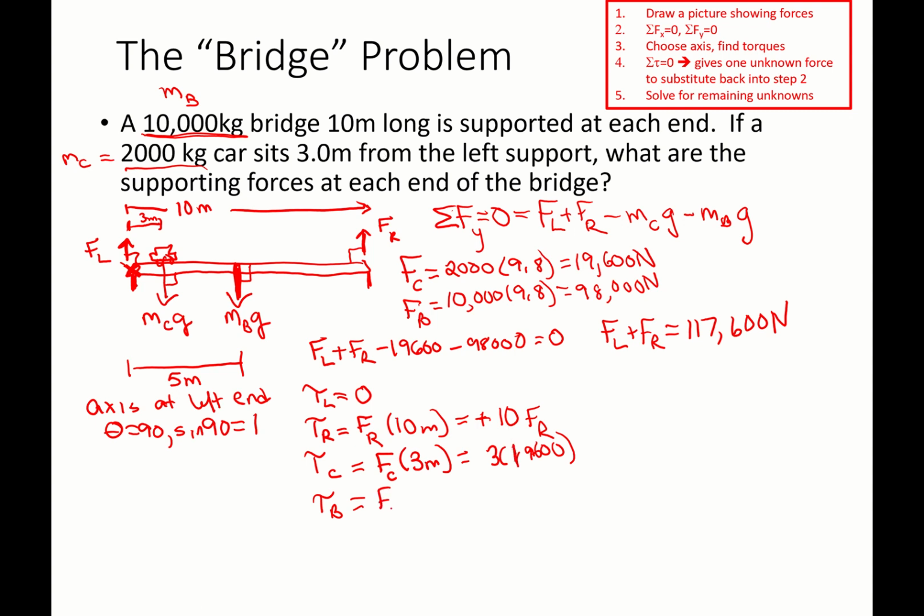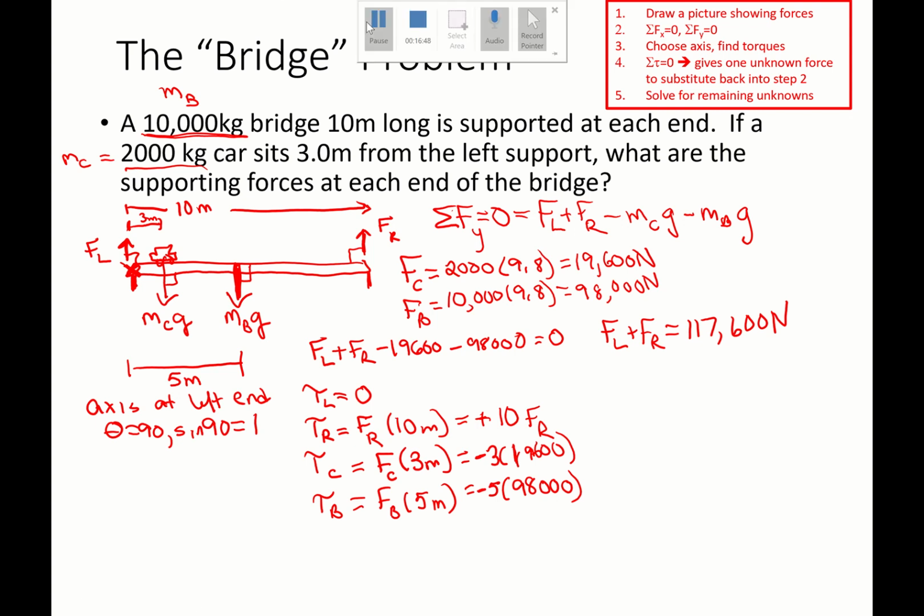And the torque from the bridge is going to be the force of the bridge times where it acts. It acts at the center, so that's 5 meters away. So that's going to be 5 times the force of the bridge, 98,000. Okay, are those going to be clockwise or counterclockwise? Well, again, take your pencil, hold your pencil at the left end. Now if you pull down where either the car or the bridge is, that makes your pen rotate clockwise, so that's going to be a negative torque.